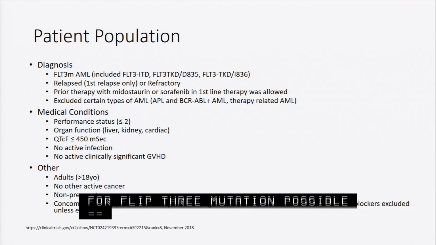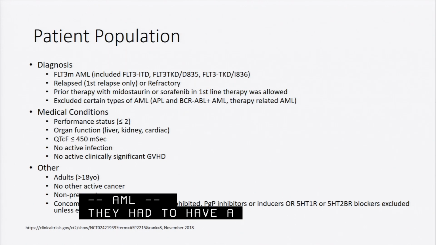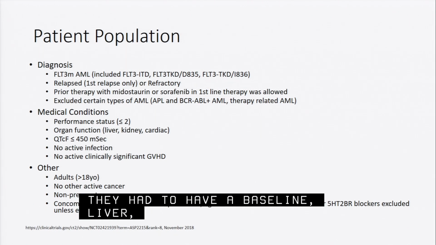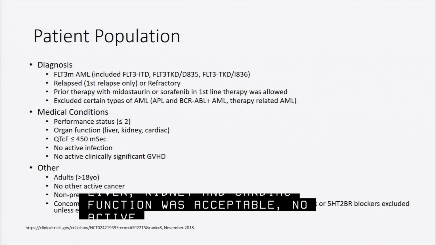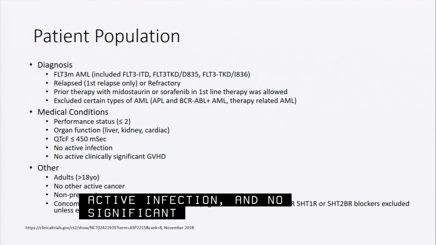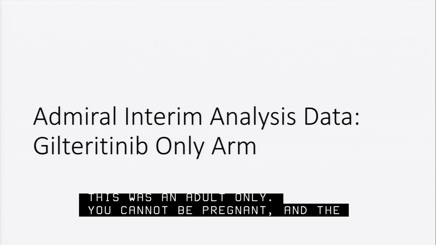From a performance status standpoint, the ECOG performance status had to be less than or equal to 2. They had to have baseline liver, kidney, and cardiac function that was acceptable, a baseline QTc interval of less than or equal to 450 milliseconds, no active infection, and no active clinically significant graft versus host disease. This was in adults only. You could have no other active cancers. You couldn't be pregnant, and we did limit some drug-drug interactions unless they were considered essential.